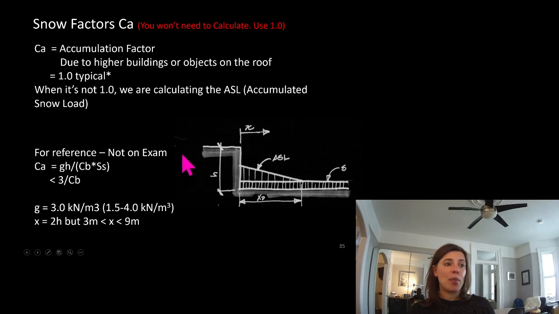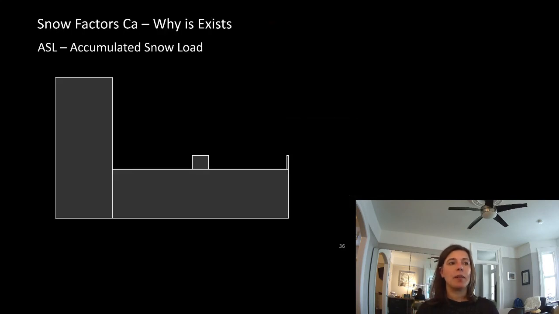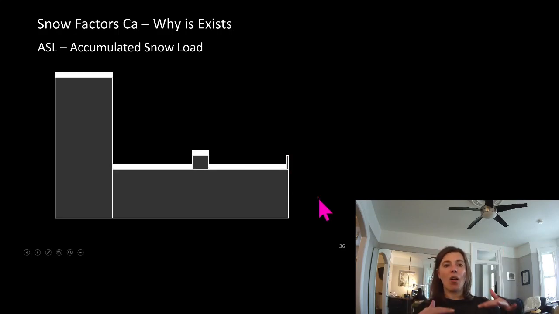Here's just an example of what it looks like. You are, again, not going to have to calculate this. But I want you to know it exists because it can have a massive impact on the design. So let's take a look. This is a building that we're building. We've got a high part here, a low part here, a mechanical pop-up here, and a parapet here. The snow falls and it all looks like this.